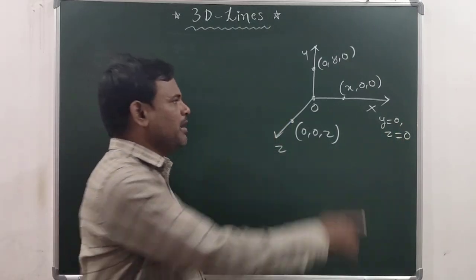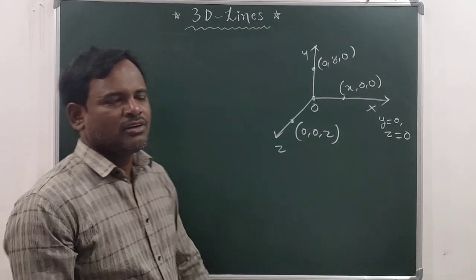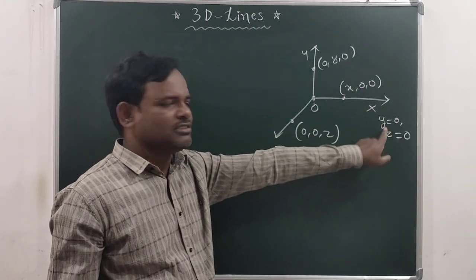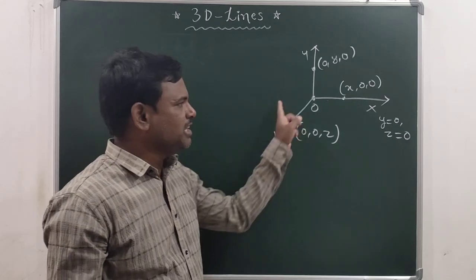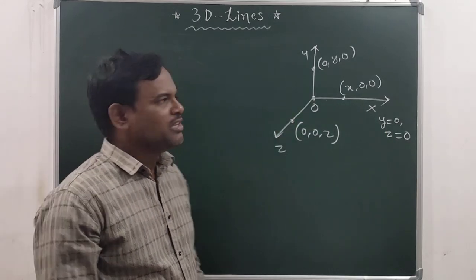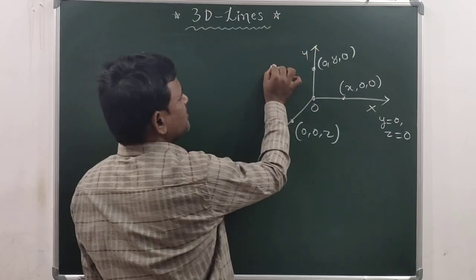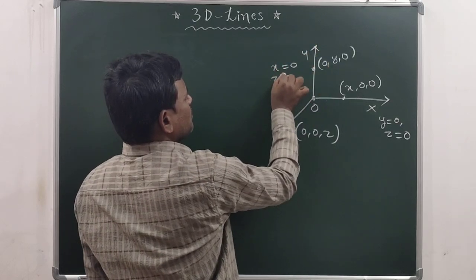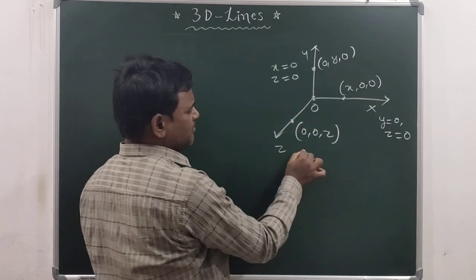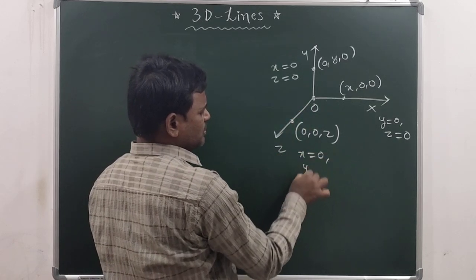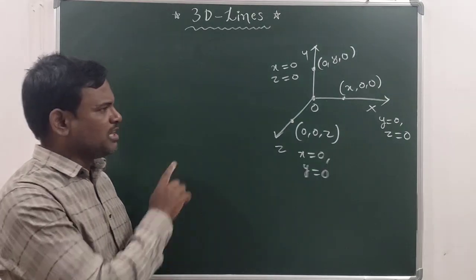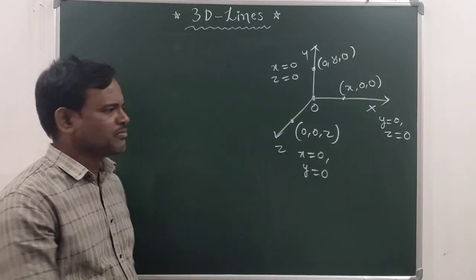Because every point on the x-axis has y and z coordinates equal to 0, the equation of the x-axis is y equal to 0, z equal to 0. Similarly, the equation of the y-axis is x equal to 0, z equal to 0. The equation of the z-axis is x equal to 0, y equal to 0. I hope you have understood this.